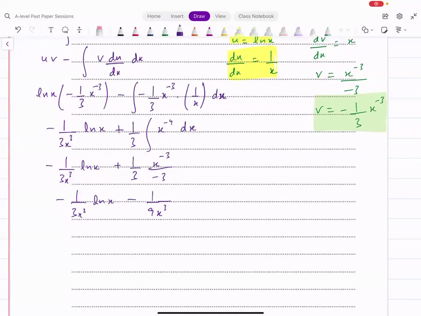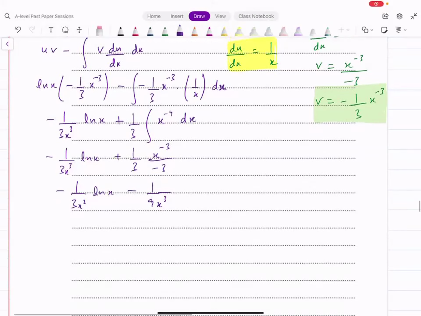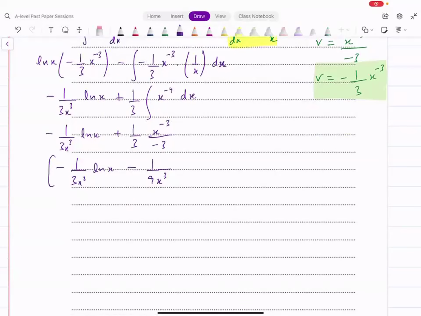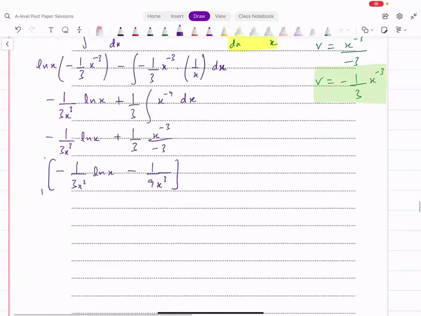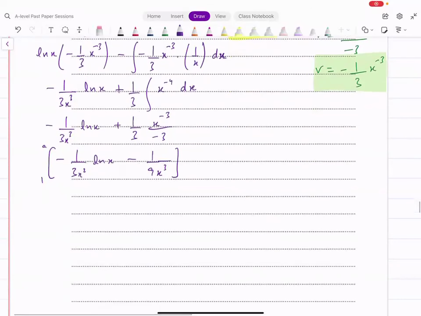अब सिंपली क्या करना है आपको वो लिमिट्स इसके अंदर इनपुट कर देनी. Now what are the limits? Limits are from 1 to a. 1 to a limits input कर दें. What does that give us? That gives us 1 over 3 a square into ln of a minus 1 over 9a cube.